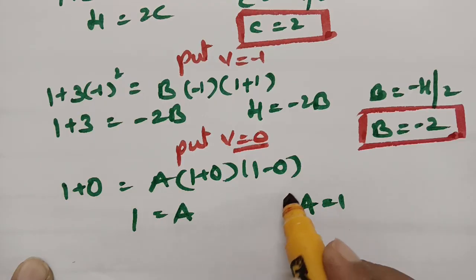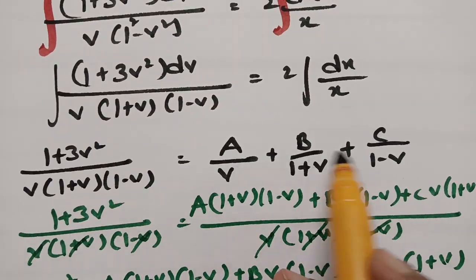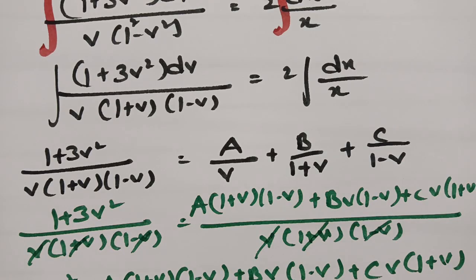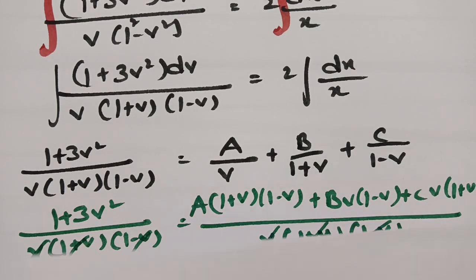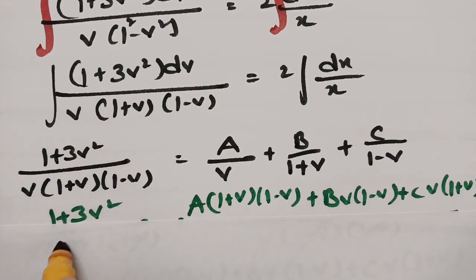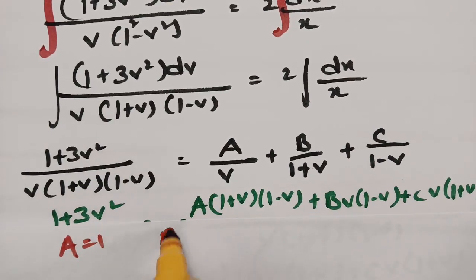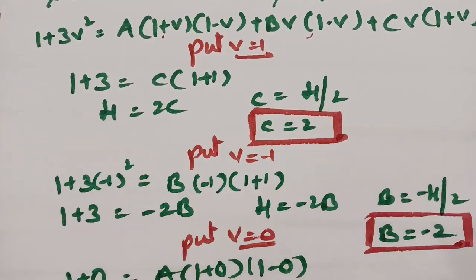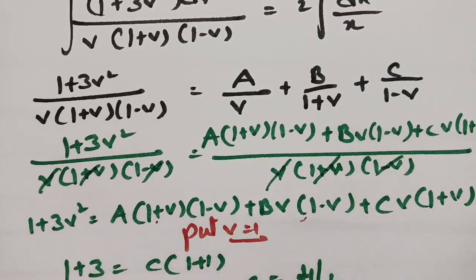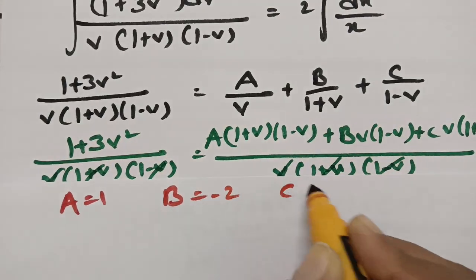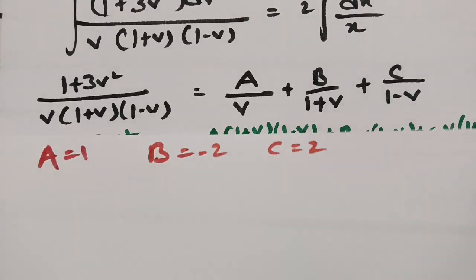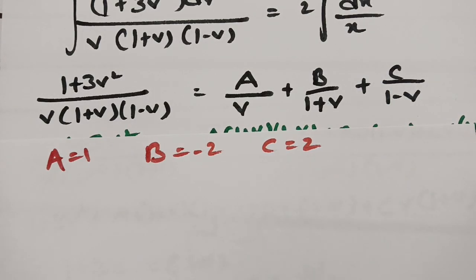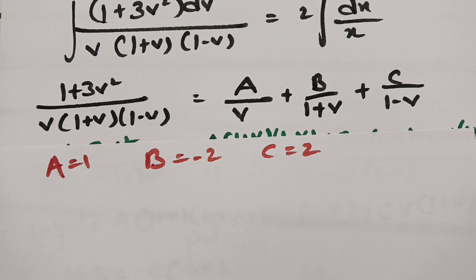So after getting the a value, b value and c value, here I am going to substitute a, b, c. So I got a value as 1, the b value as minus 2 and c as plus 2. Now see here, I'm going back to the question. So this is the question.